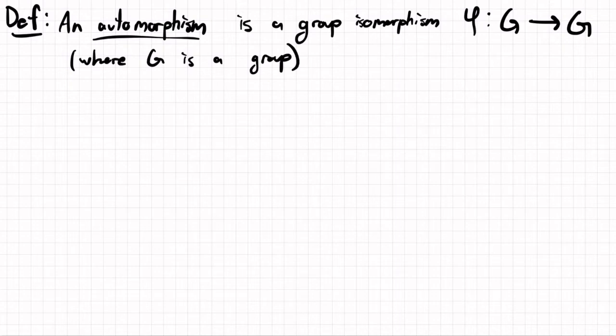And I could even say this is an automorphism of G. An automorphism of G is a group isomorphism phi from G to itself.